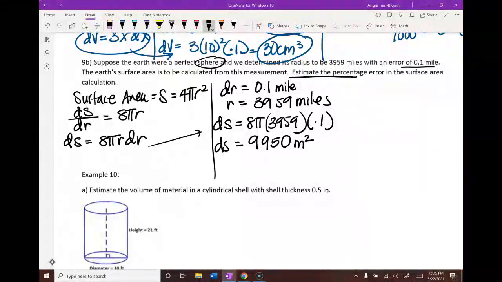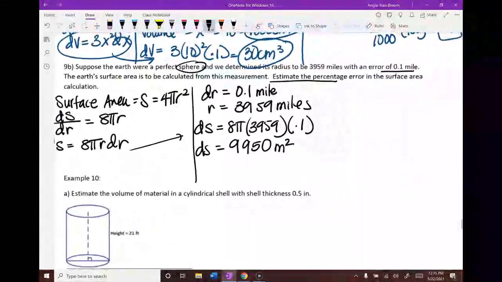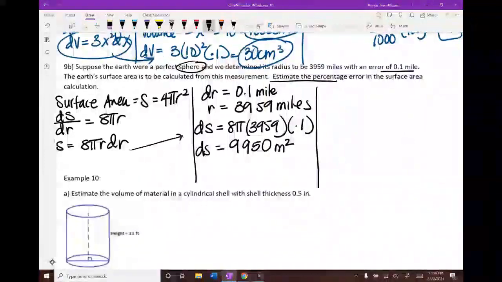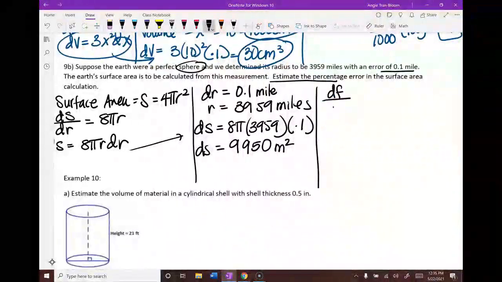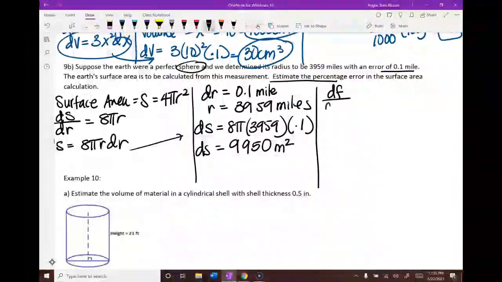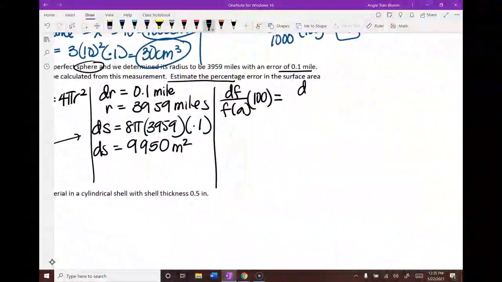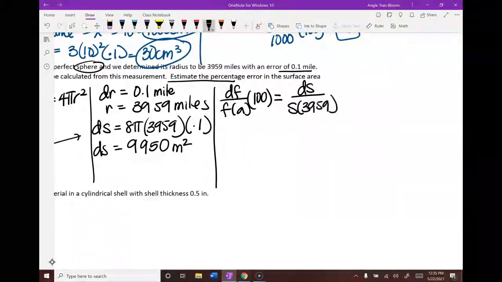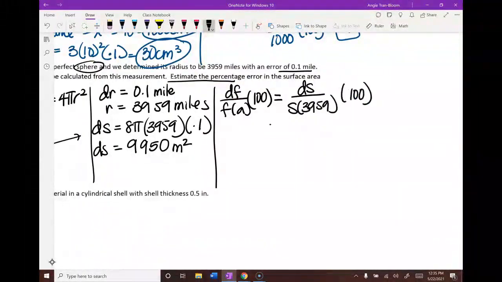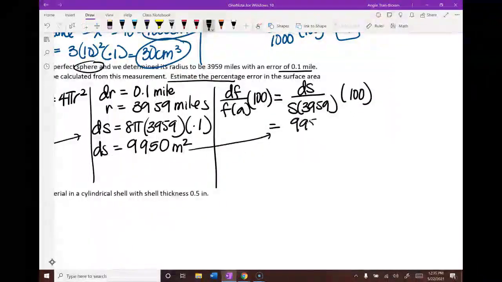Okay. Now it wants us again to estimate the percentage, and again we are going to use the same formula from your notes, which is df over f of a, because it wants percentage, so we will multiply this by 100. We don't have f or f of a, we do have the change in surface area with the surface area when the radius is 3959, and again multiply by 100 to get percentage. We calculated ds already, which is this number. So that's going to be 9950.